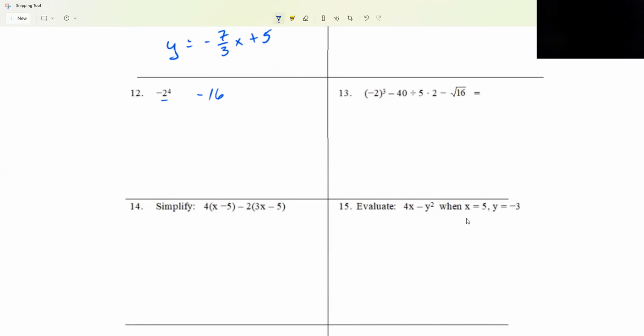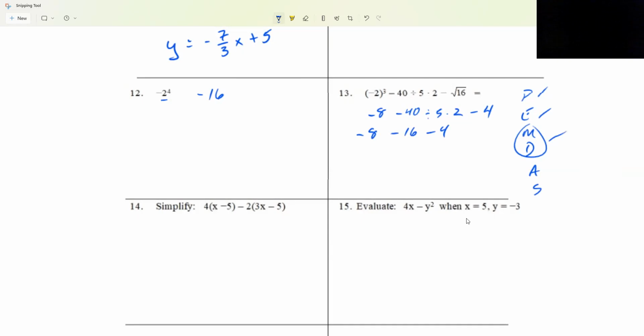So there's no parentheses. I got some exponential stuff. So -2 to the third is going to be -8 minus 40 divided by 5 times 2 minus square root of 16 is going to be 4. So you did, if you need to, right, put this out to the side and check it off as you go. Parentheses are done, exponents are done, multiplication and division. Remember, you do whatever comes first. So you got -8, -40 divided by 5 is going to be -8. -8 times 2 is going to give you -16 minus 4. So that takes care of those two.